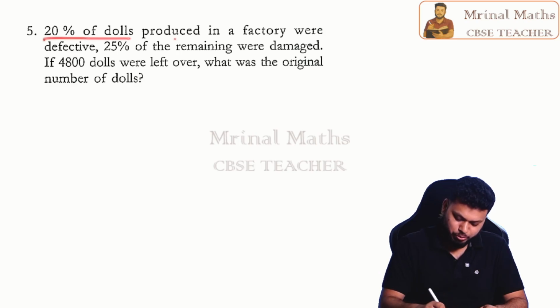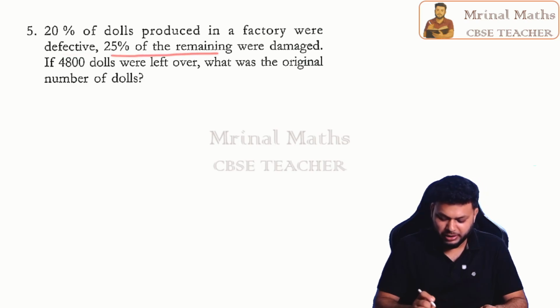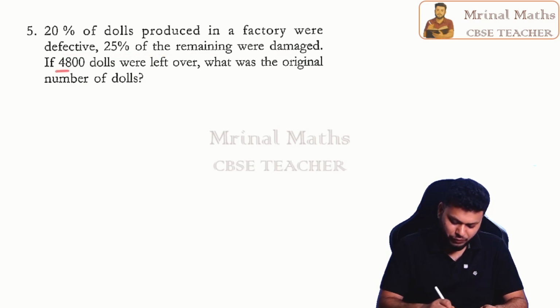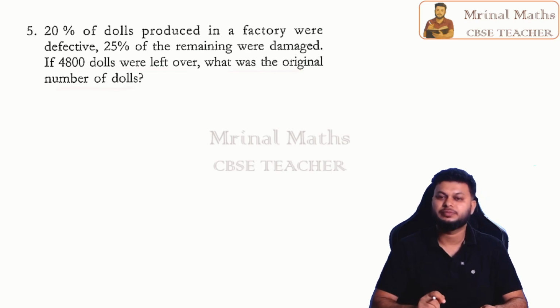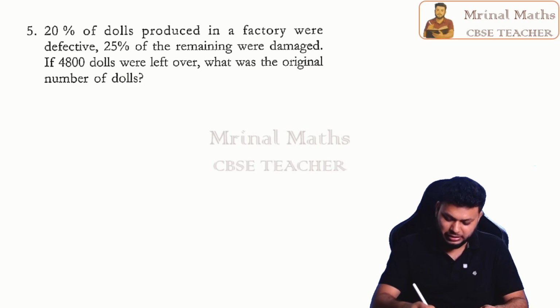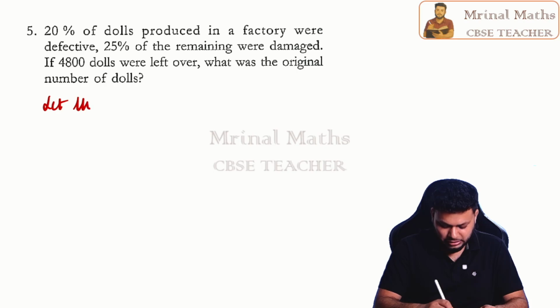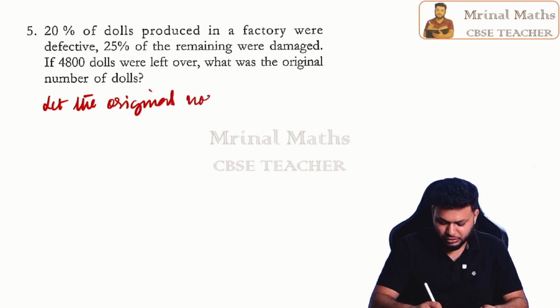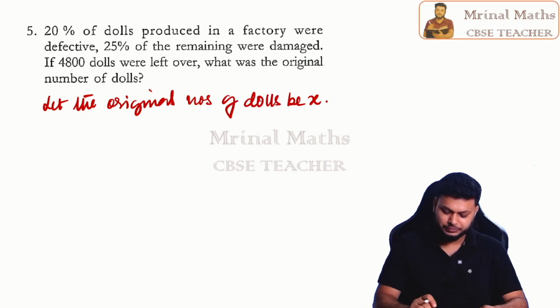20% of dolls produced in a factory were defective, and 25% of the remaining were damaged. If 4,800 dolls were left over, what was the original number of dolls? Okay, so they are asking us to find the original number of dolls. So let me consider the original number of dolls to be X. Let the original number of dolls be X.